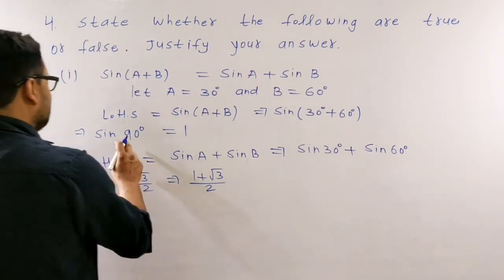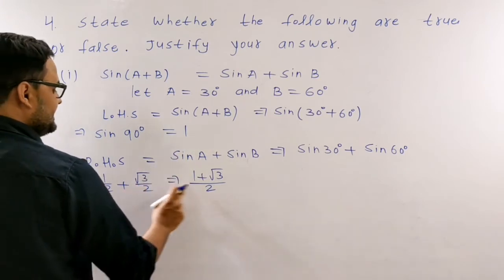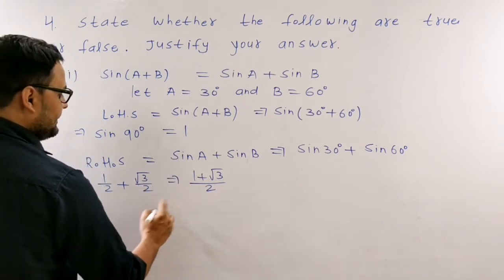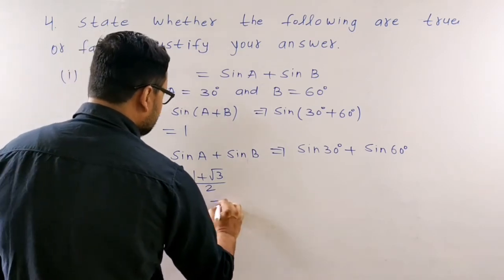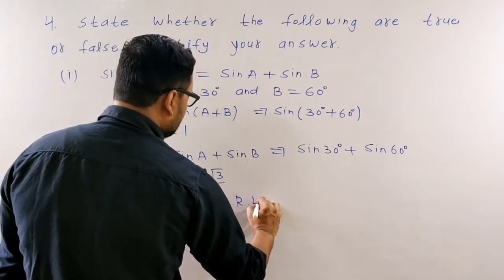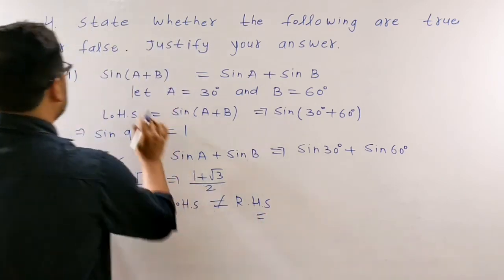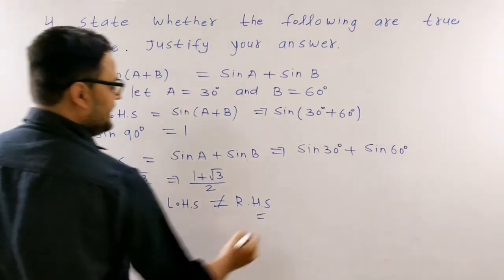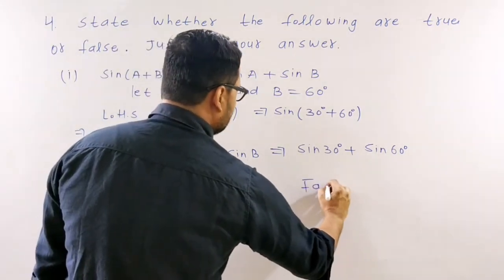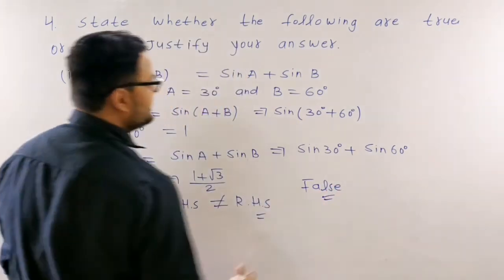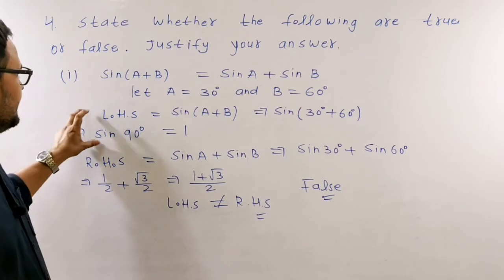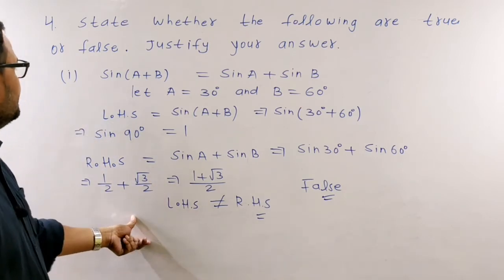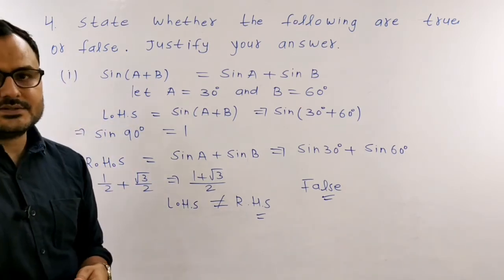So now, LHS is 1, RHS is (1 plus root 3) by 2. So what we can say, LHS is not equal to RHS. So first one is simply false. That is not possible, and the reason, we simply proved that LHS is not equal to RHS. So first one is false.